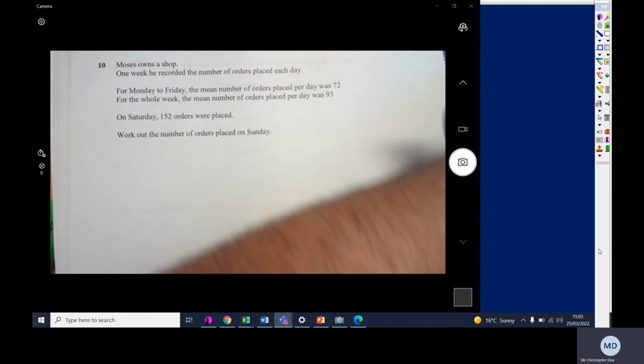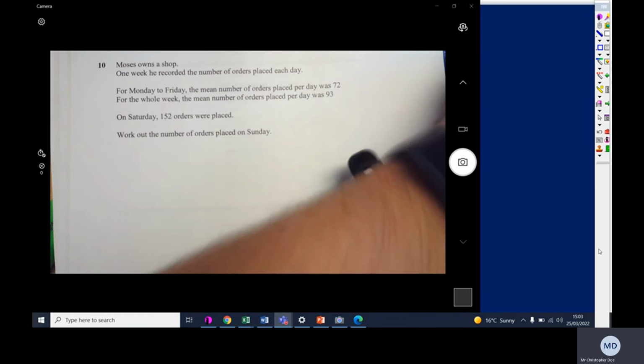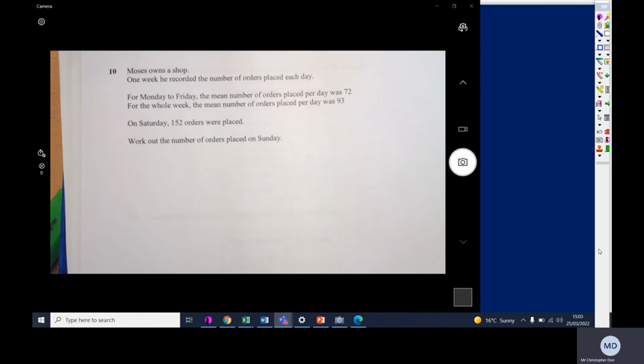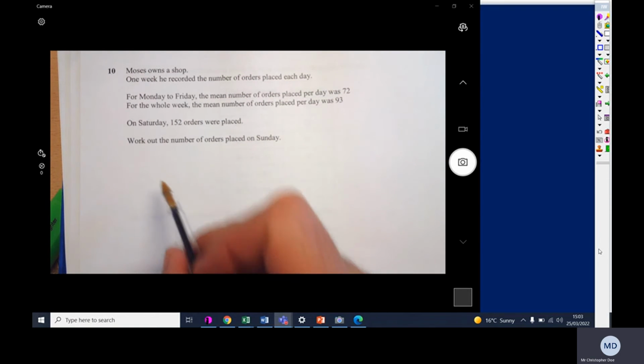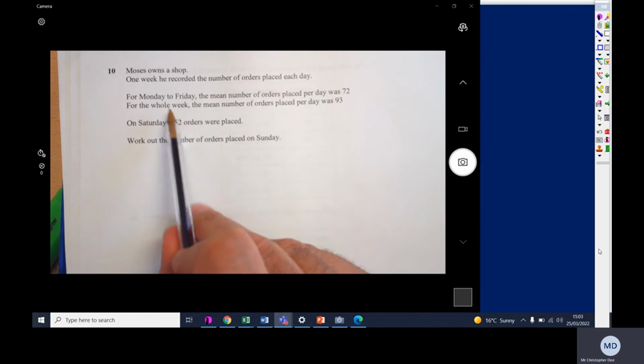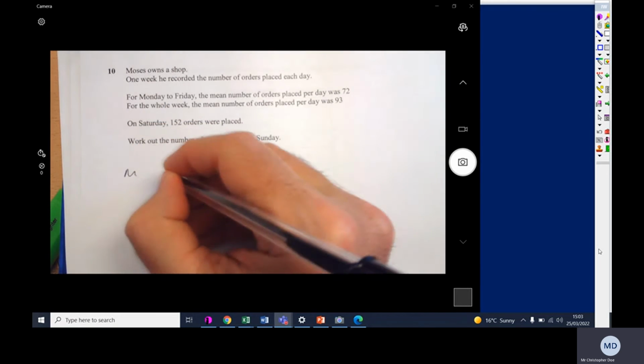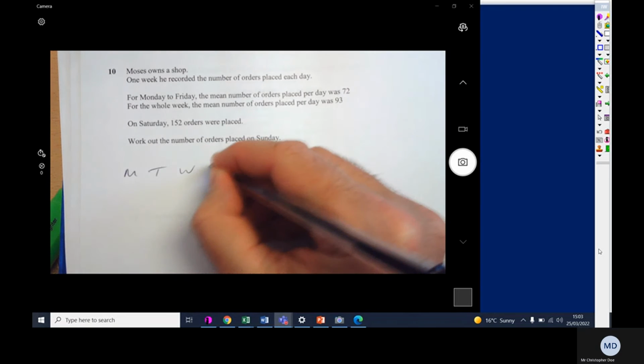Moving on to question 10. This one, several of you struggled with. We went through it in detail in class, but if you missed it or didn't get it. Okay, so Monday to Friday, I'm just going to quickly do Monday, Tuesday, Wednesday, Thursday, Friday.